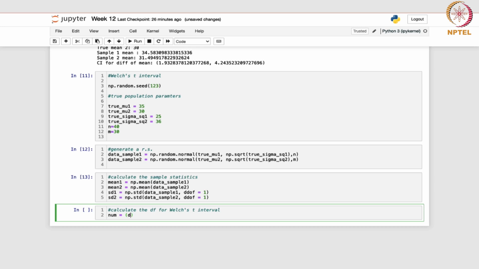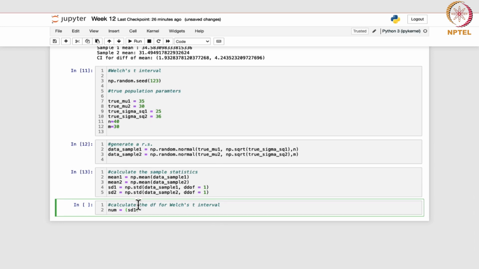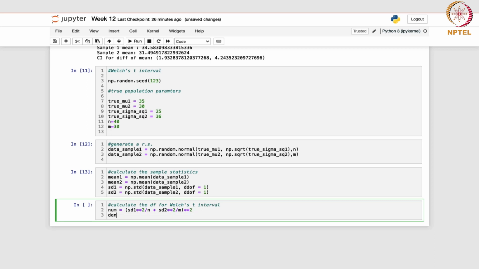So let us write that, SD1. Because here we have considered the square root, it would be raised to the power 2, divided by n plus SD2 divided by m, whole raised to the power 2. And similarly, the denominator would be sx square over n whole square divided by n minus 1 plus sy square over m whole square divided by m minus 1.